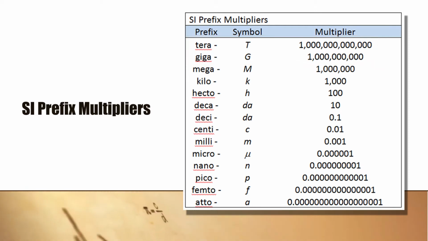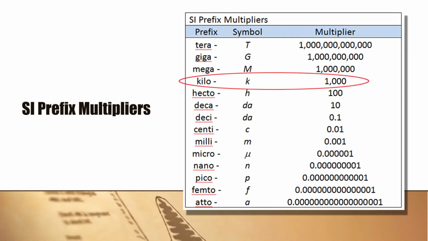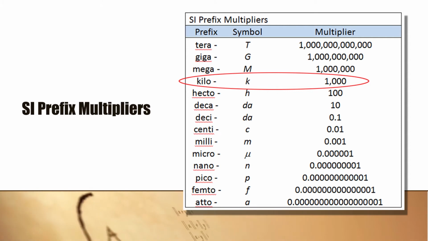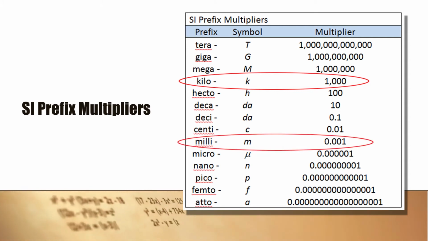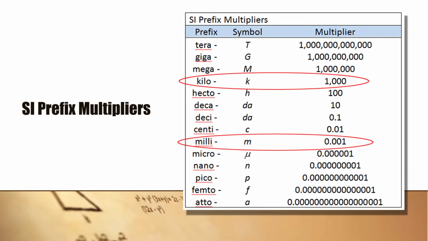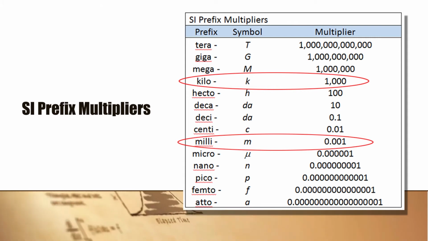Two of the most common prefixes we will see in basic chemistry are kilo, which multiplies the base unit by 1,000, and milli, which multiplies the base unit by 1/1000th, which is the same as dividing the base unit by 1,000.